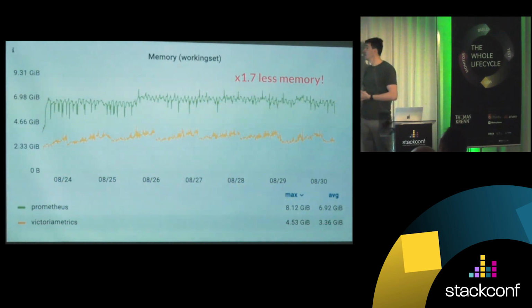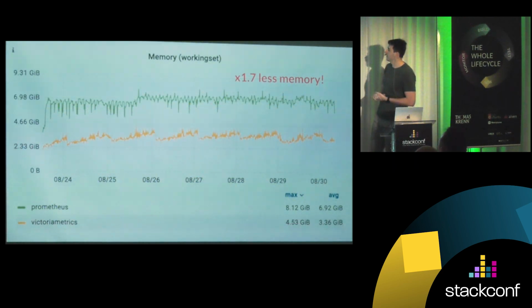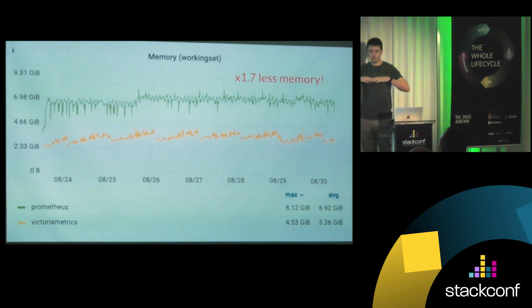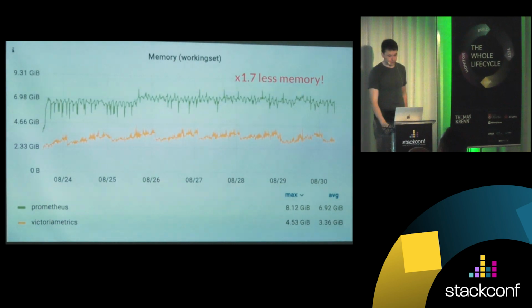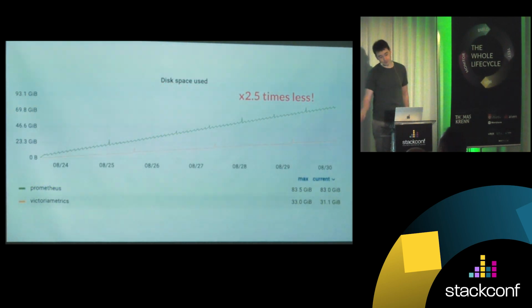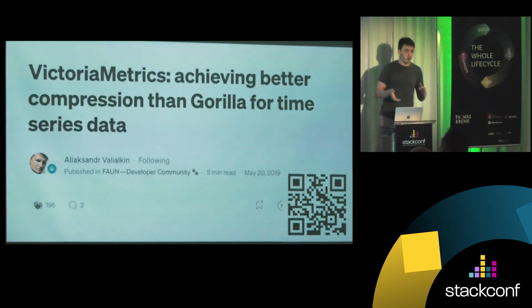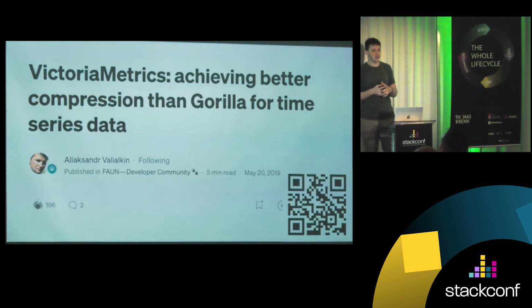In terms of memory usage, VictoriaMetrics used 4.5 gigs, and Prometheus used 8 gigs. We compare max values here, because max memory usage is what is important. So you get like 1.7 times less memory usage for VictoriaMetrics for doing the same workload. And in terms of disk space used, by the end of the 7th day, VictoriaMetrics used 33 gigs, and Prometheus used 83 gigs for the same workload again. If you want to know more about why VictoriaMetrics uses less disk space, please read an article from our CTO about improving the Gorilla compression algorithm. It's very interesting.